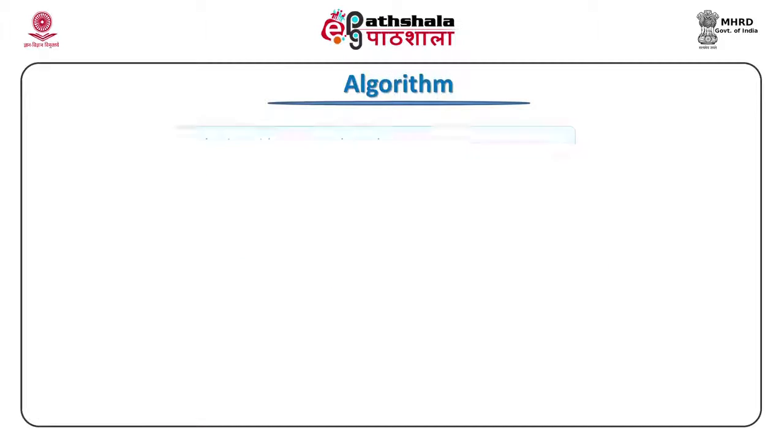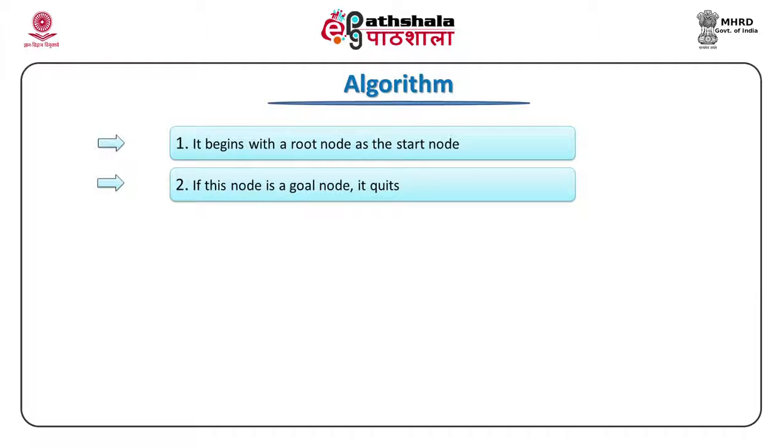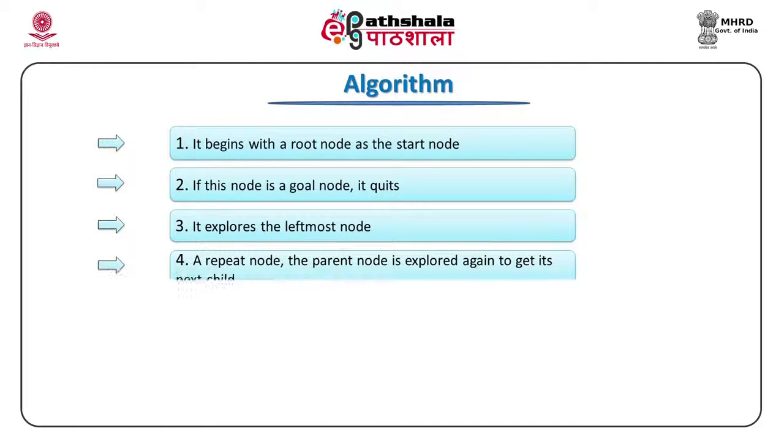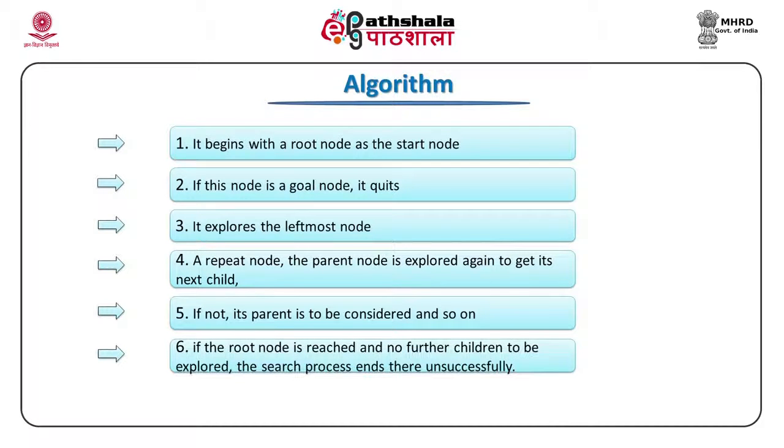The algorithm is simple. It begins with the root node as a start node. If the node is a goal node, it quits. Otherwise it explores the leftmost node; if that is a repeat node or dead end, we will try the right. The parent node is explored again to get its next child. If that parent cannot produce a next child, the parent's parent is taken up. If the root node is reached and there are no further children to be explored, the search process ends there unsuccessfully. We cannot proceed further; all nodes are explored, so there is no solution. Otherwise, we go back to the second step and start all over again.